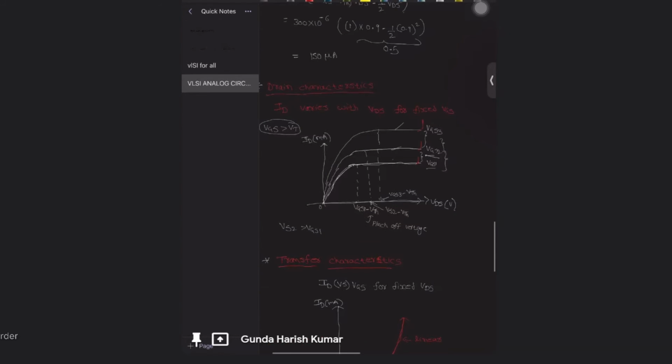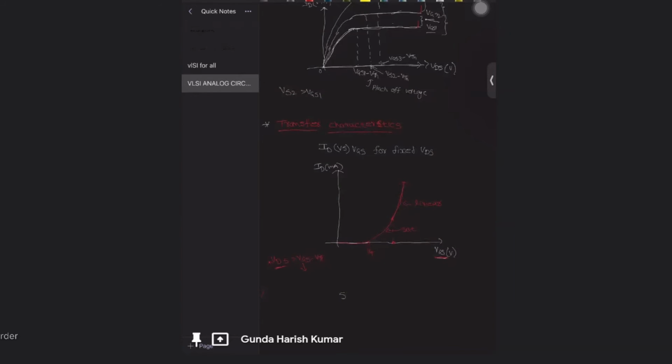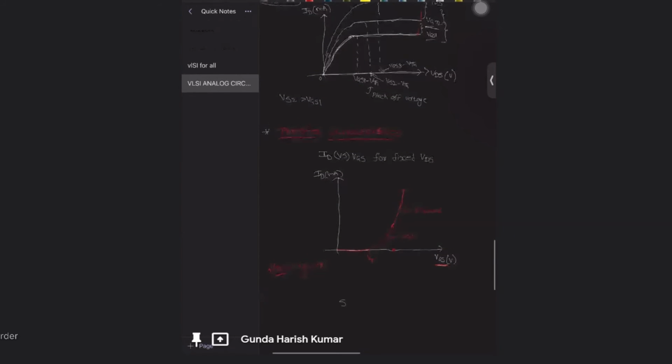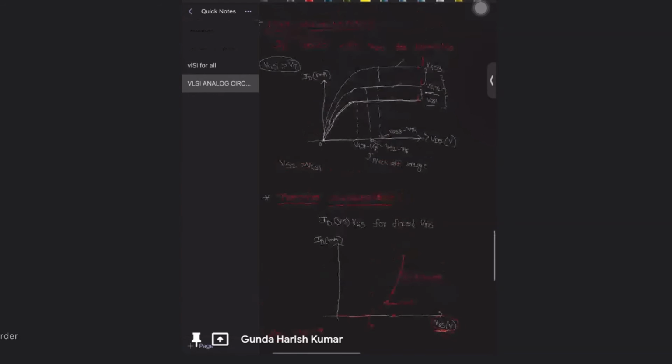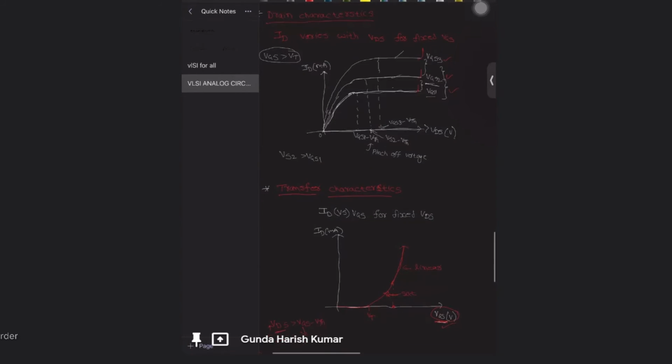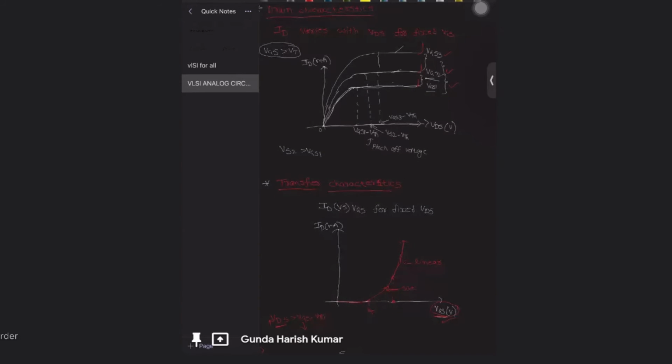Sir, but in the transfer characteristic, it looks like you said it is not linear, but there will be more current here in the transfer characteristic. Here you can see that VGS is increasing, but here VGS is constant. Yes, sir, but at that VDS value, ID will be more in the linear.